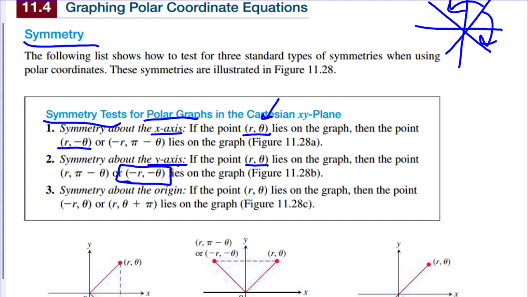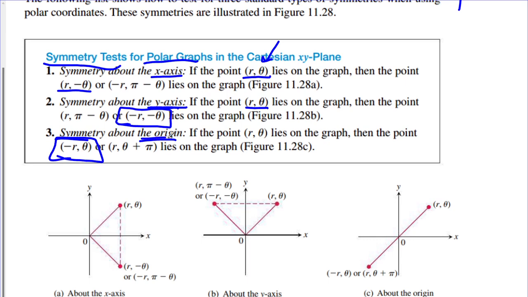Our final test is symmetry about the origin. To get symmetry about the origin, we're going to use the test point (negative r, theta). If we plug (negative r, theta) into our equation and we get back the original equation, then we have symmetry about the origin. Here are three graphs that illustrate that property.